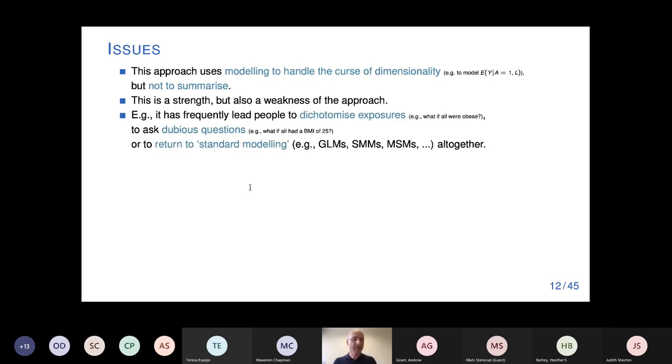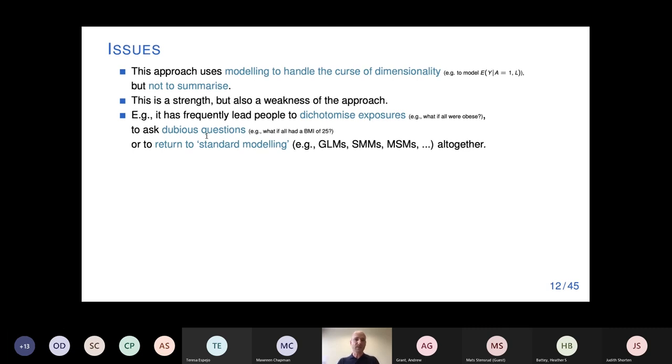It has frequently led people to dichotomize exposures because the framework of working with nonparametric estimands is less well developed for continuous exposures. And so there may be a focus on questions like, what if everyone in the population were obese? There has been some work on continuous exposures, but that may also lead to asking dubious questions like, what if everyone had a BMI of 25?